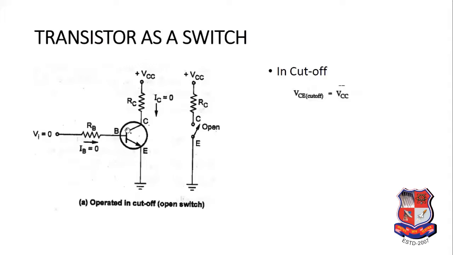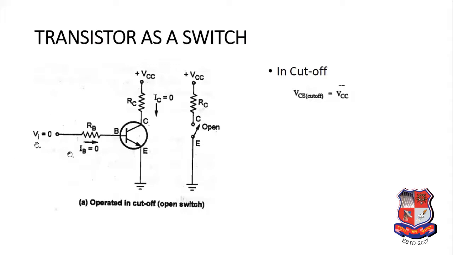This is a simple circuit diagram for the function of transistor as a switch. This configuration acts as an open switch, right? This is a simple NPN transistor. The collector is supplied with plus VCC. The emitter is connected to ground, and the input is applied at the base terminal.